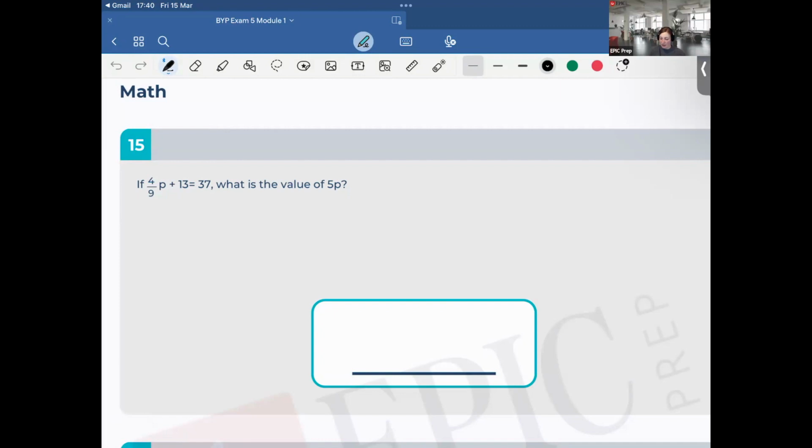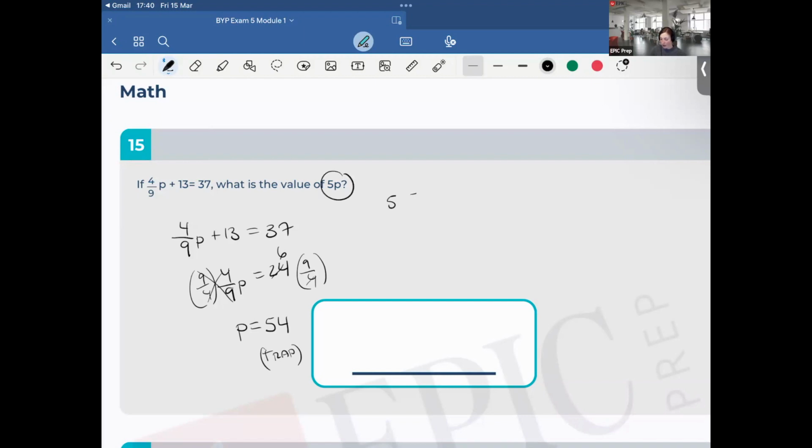Okay, so 15, what is the value of 5p? Let's see. So 4 ninths p plus 13 equals 37. Subtract 13 from each side. 4 ninths p is equal to 24. And next I'm going to multiply by the reciprocal, 9/4. Here it goes in 6 times, so I know that p is equal to 54. This would be a trap answer because I want the value of 5p, so it'll be 5 times 54, which is correct answer 270. So just always make sure to go back and read the final question so that you don't fall into a trap and make a silly mistake.